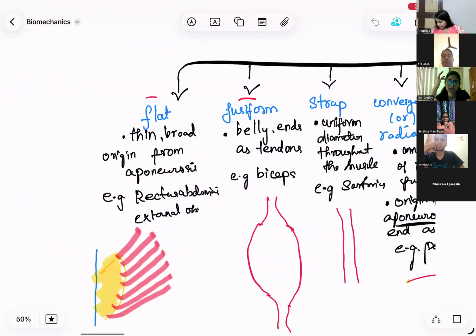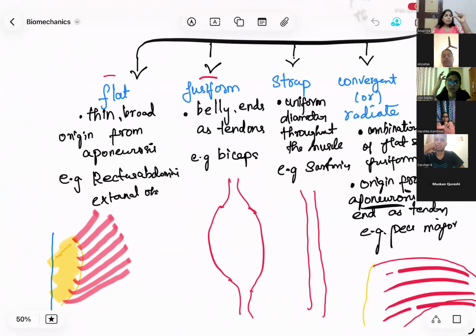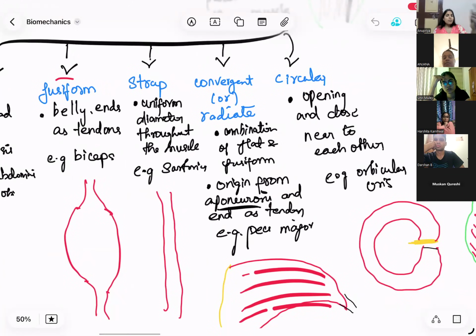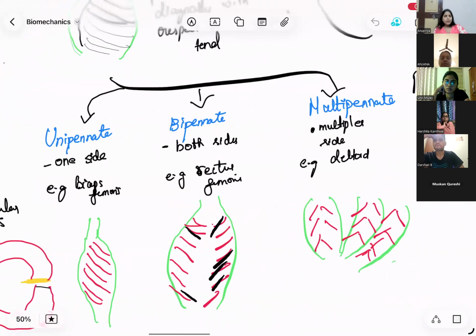First one, flat. Flat is a thin, broad muscle originating from an aponeurosis, like rectus abdominis. Then we have fusiform, where the muscle has a belly and ends as a tendon. Strap has a uniform diameter. Convergent and radiate is a combination of flat and fusiform. Circular means the origin and insertion are close to each other. And we have 3 types of pinnate: unipinnate, bipinnate, multipinnate.